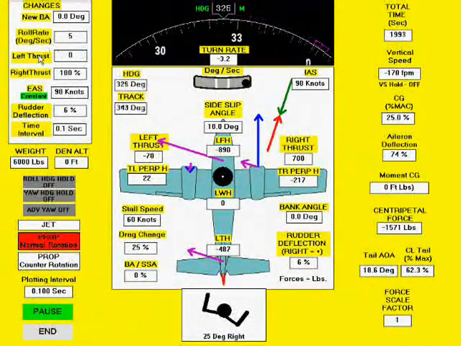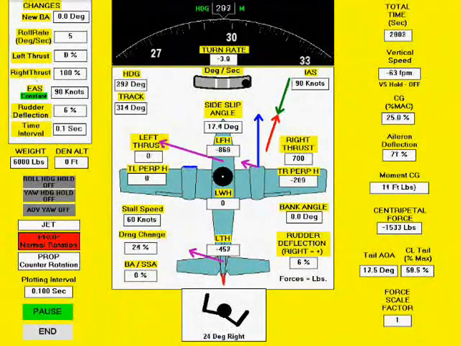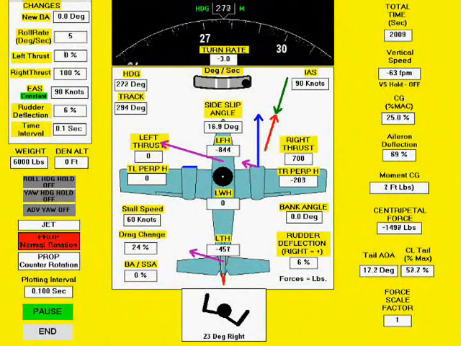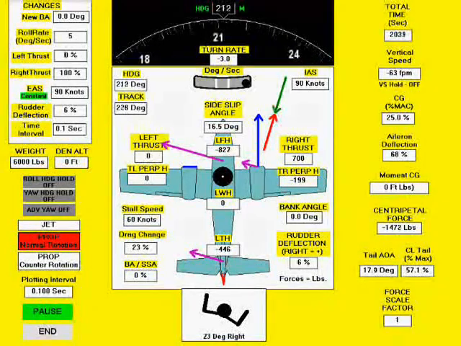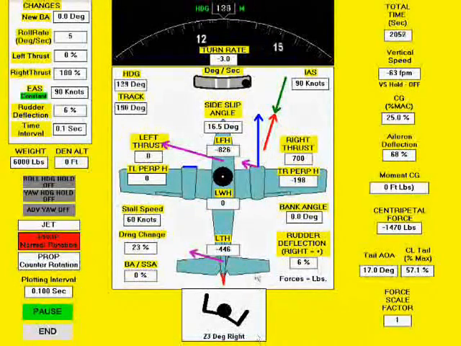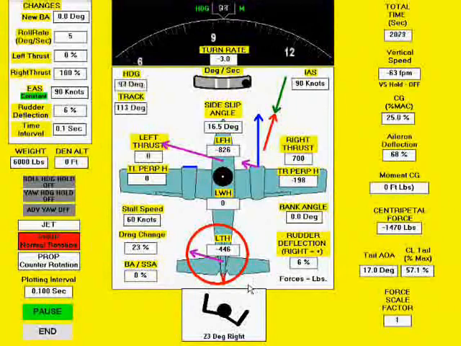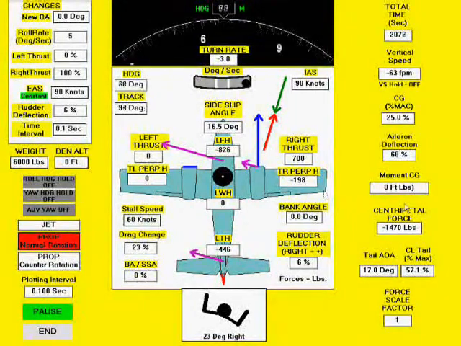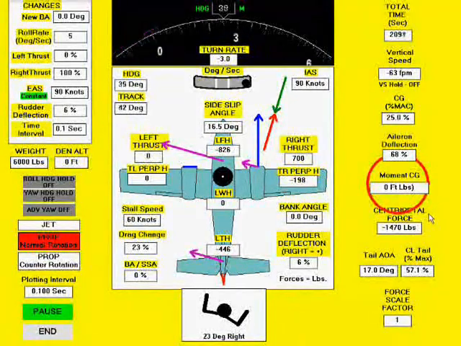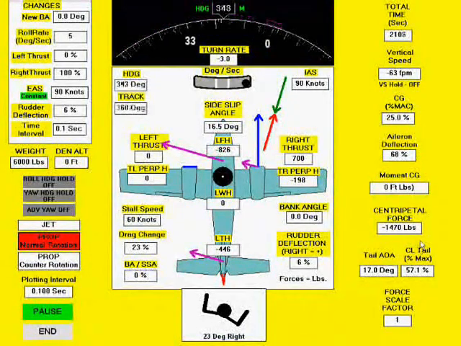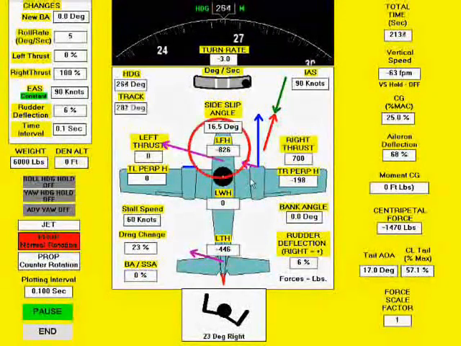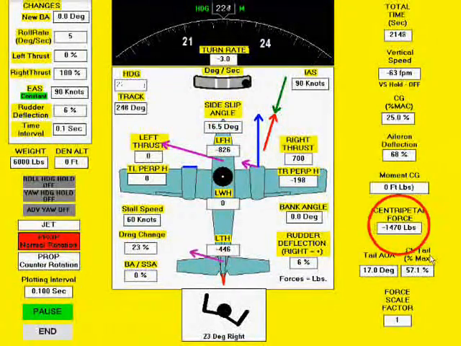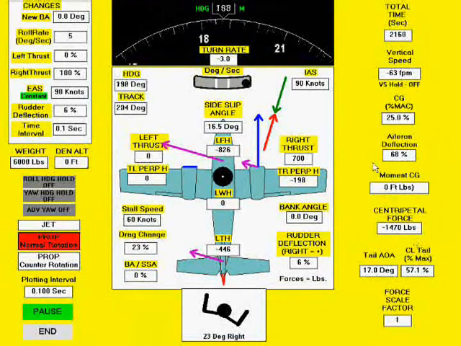Feathering the left engine reduces the sideslip angle. The vertical tail lift provides a zero moment about the CG. But the fuselage lift, perpendicular thrust component, and vertical tail lift combine into the centripetal force that causes the left turn rate.